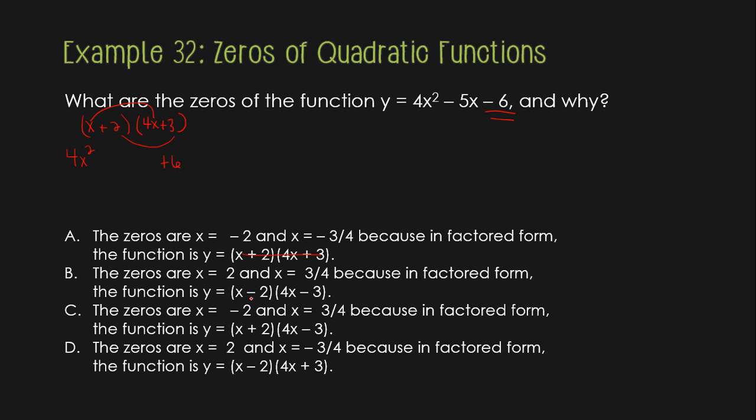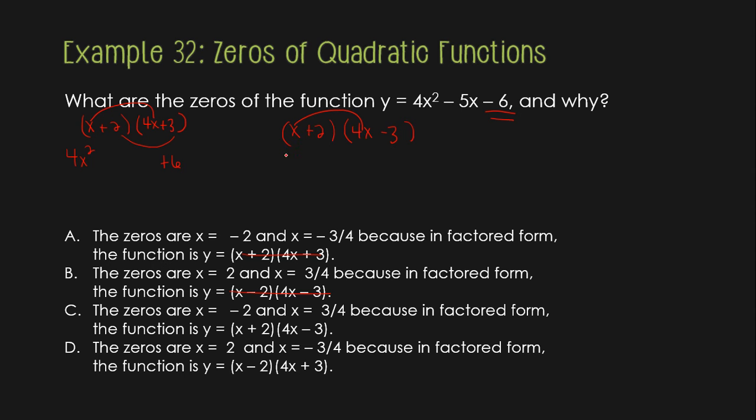For B, negative 2 times negative 3, if I multiply my outers here, I'm going to end up with a positive 6 again because two negatives make a positive, so that's not going to work. So it looks like I'm going to be between C and D as my options. So I'm going to start with C. So I have x plus 2 and then 4x minus 3.